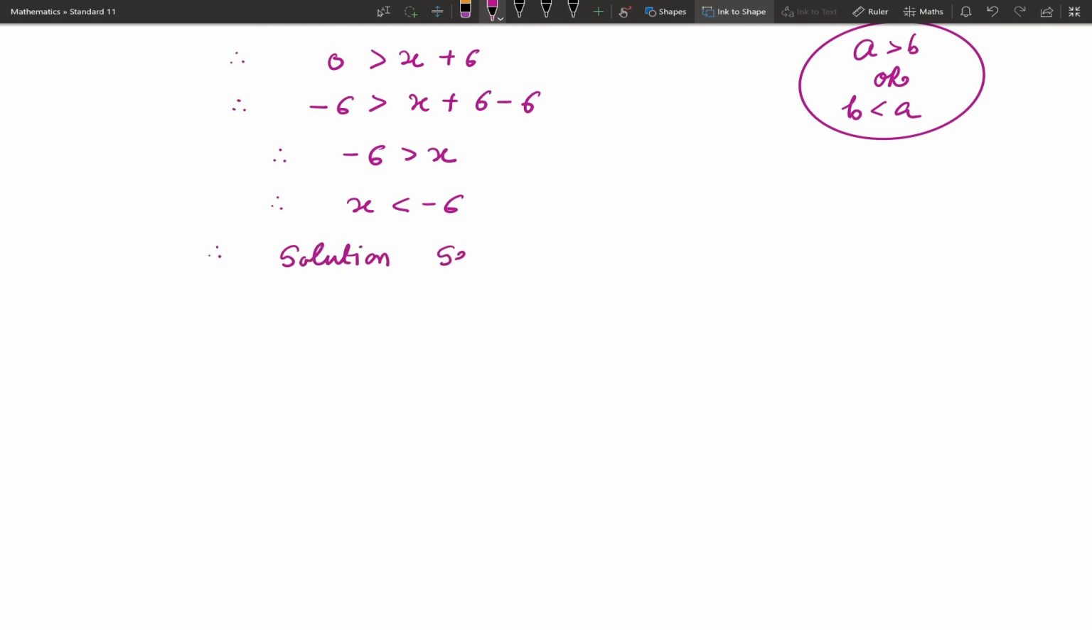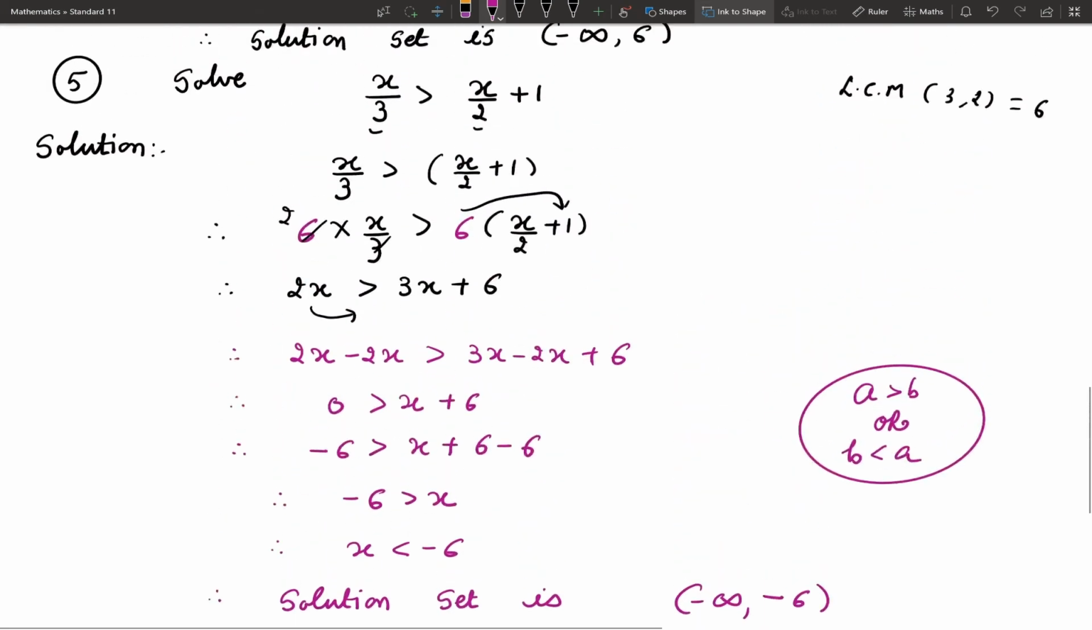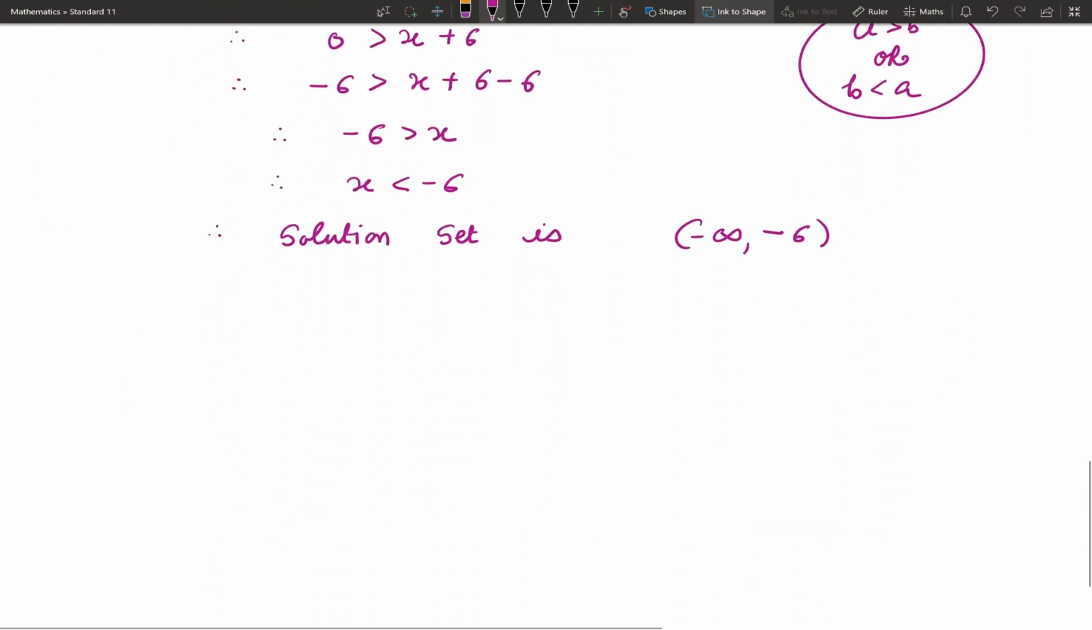solution set is open interval minus infinity to minus 6. You note that here it is strict inequality, so we have written an open interval. If it is slack inequality, x less than or equal to minus 6, then the answer is open interval minus infinity to closed interval minus 6.